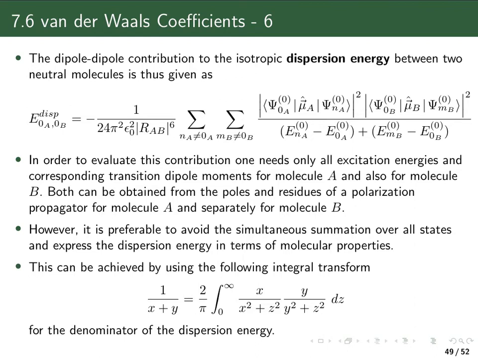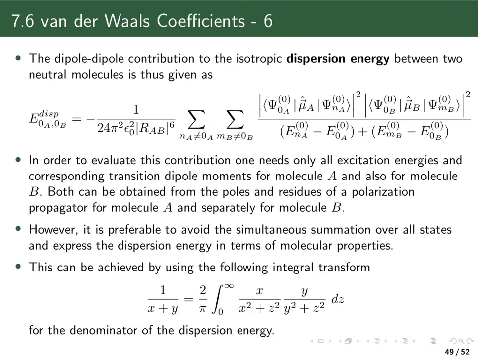Which means our expression for the dispersion energy looks like this. So it's 1 over the distance between them to the 6th power, and then we have a double sum over the excited states of molecule A and the excited states of molecule B. And we have the transition strength, so the absolute square of the transition moment for molecule A and for molecule B, divided by the excitation energies for molecule A and the excitation energies for molecule B.